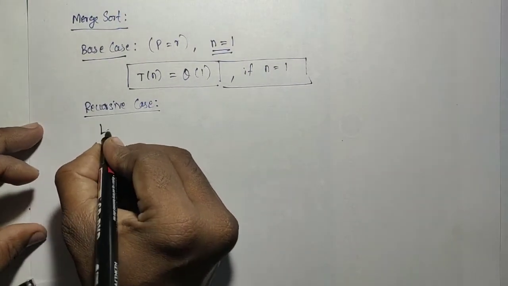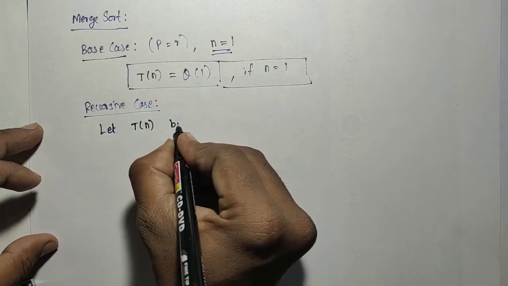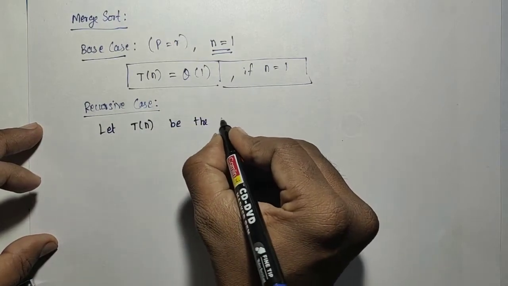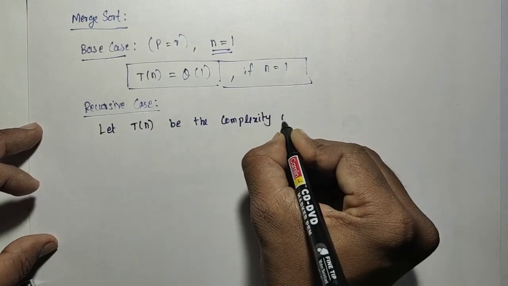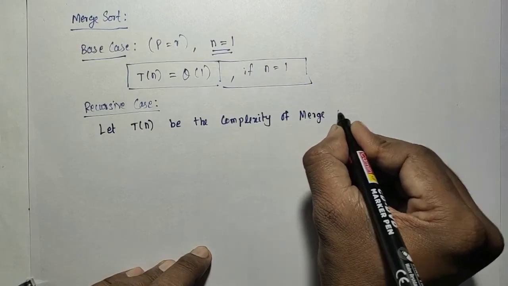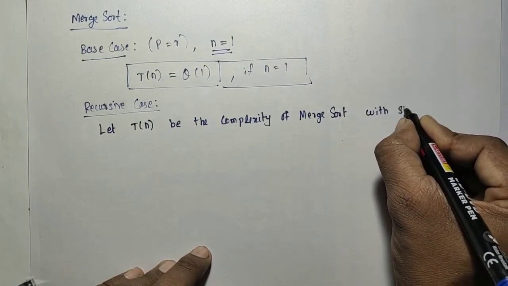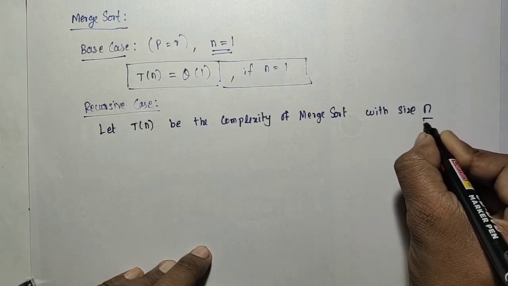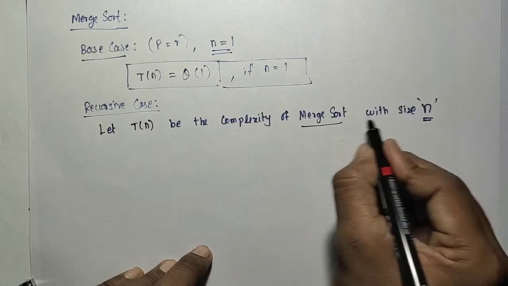Now let T of N be the complexity of merge sort with size N. Okay, merge sort with size N.